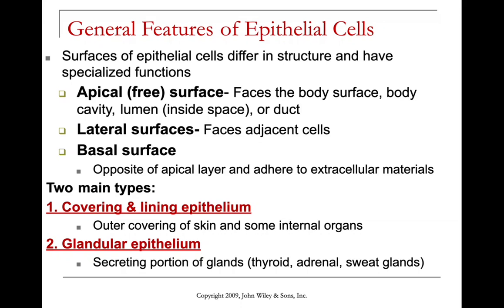So there are two main types, covering and lining epithelium, and glandular epithelium. Covering and lining epithelium covers the skin and some of the internal organs, and then glandular epithelium will be the secreting part of glands. This would include things like the thyroid, the adrenal, and the sweat glands.